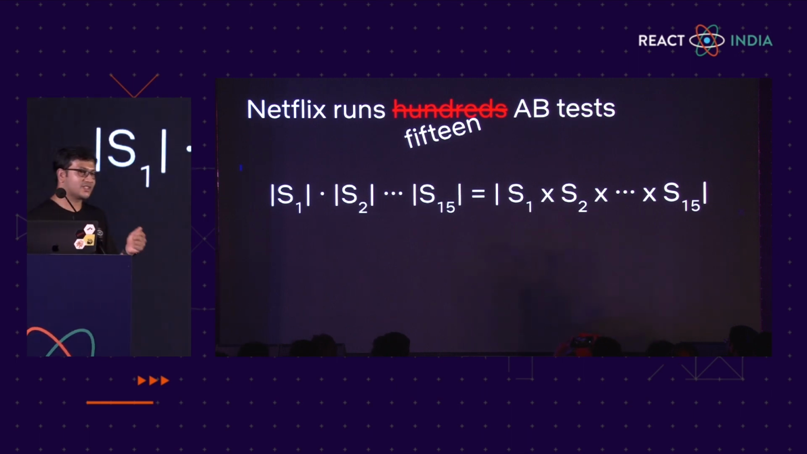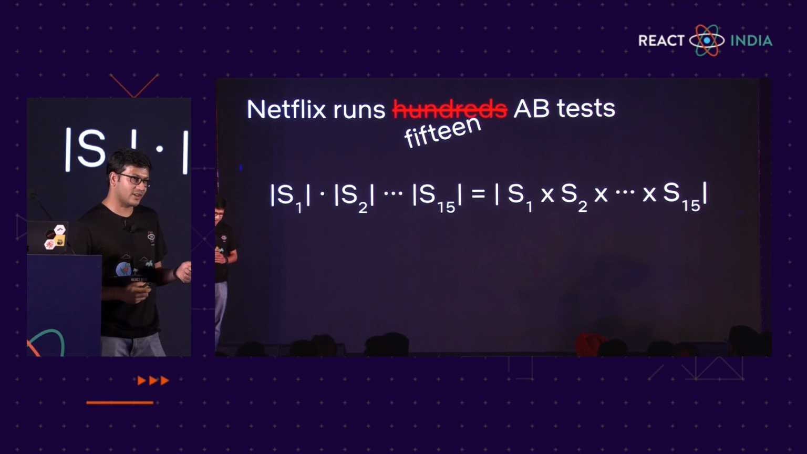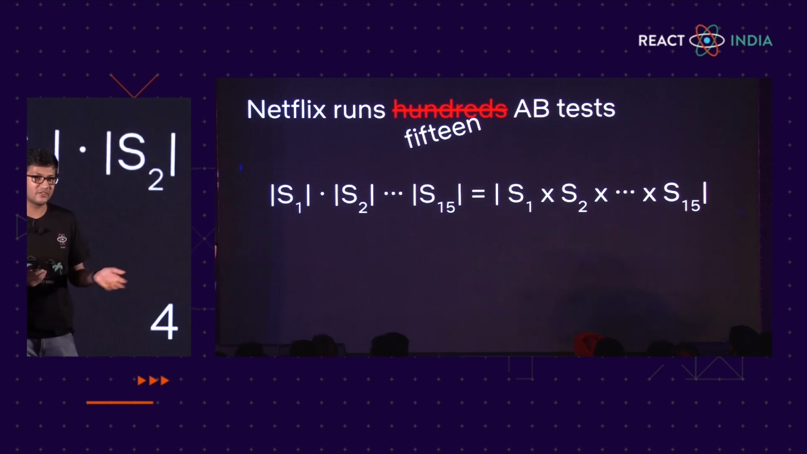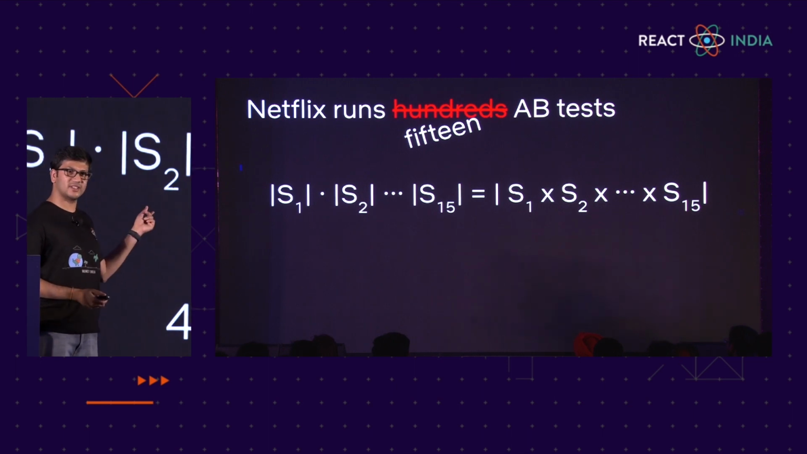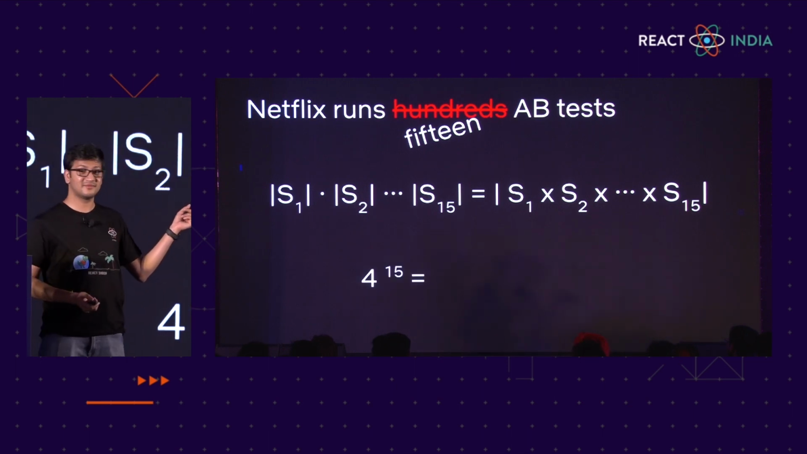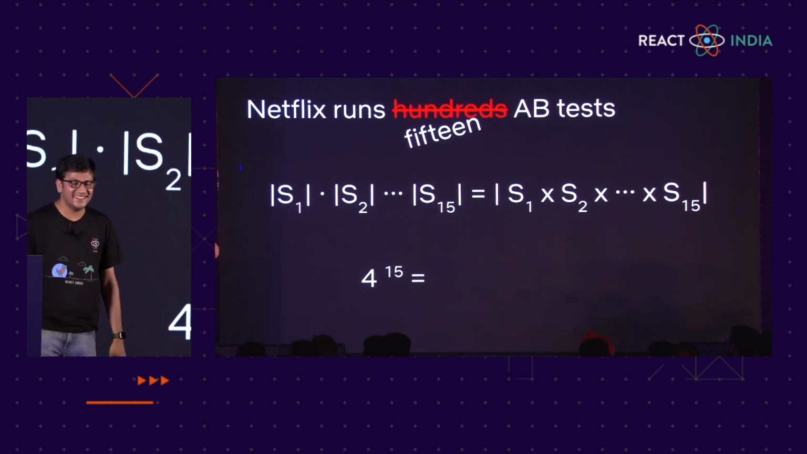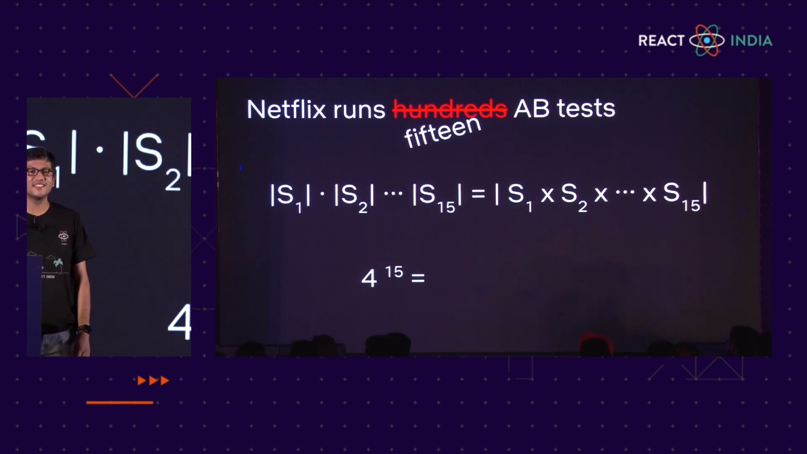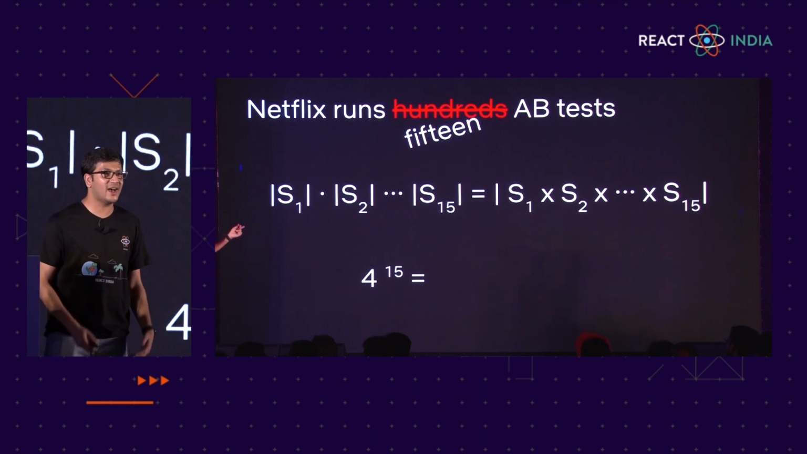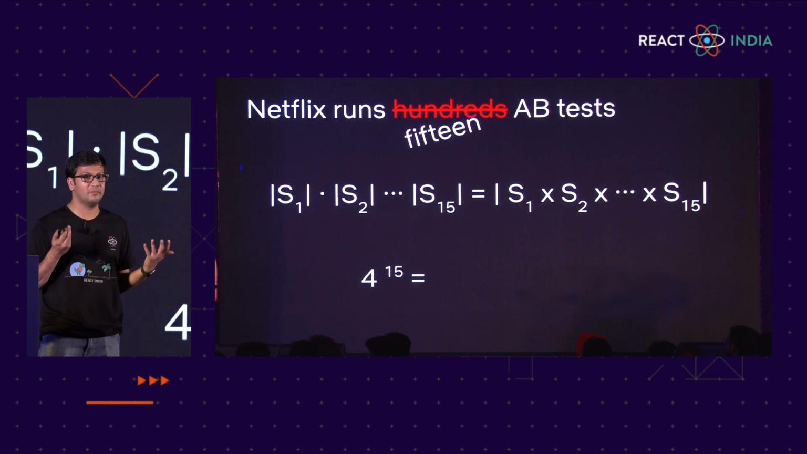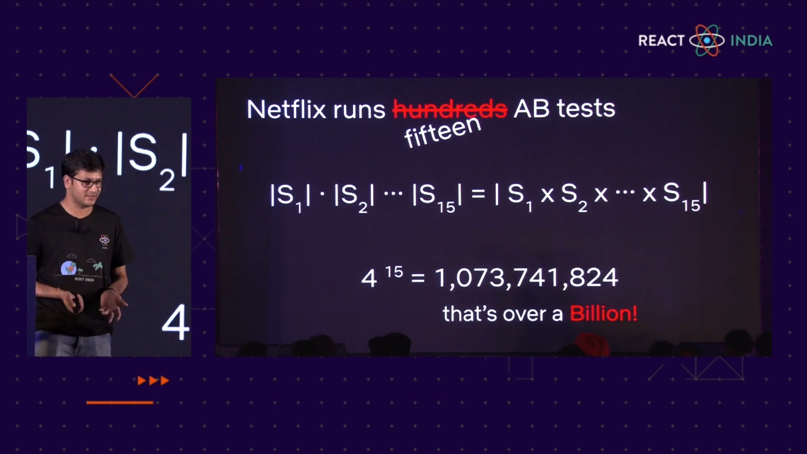What happens with Cartesian product is it's going to be like 4 into 4 into 4, like 15 times. That's 4 to the power 15. Any guesses what this number is? Well, 4 to the power 15 is over a billion. So now imagine, just with 15 tests, we are talking about potentially a billion different combinations of packages, right?